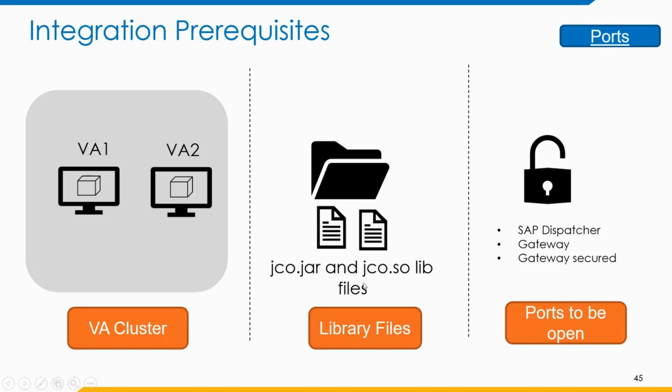And the library files. These are the library files that are required, that is the jco.jar file and the jco.so file. As we discussed earlier, the .so file is used when the SAP system is hosted on a Unix system, and .dll files must be imported when the system is hosted on a Windows system.